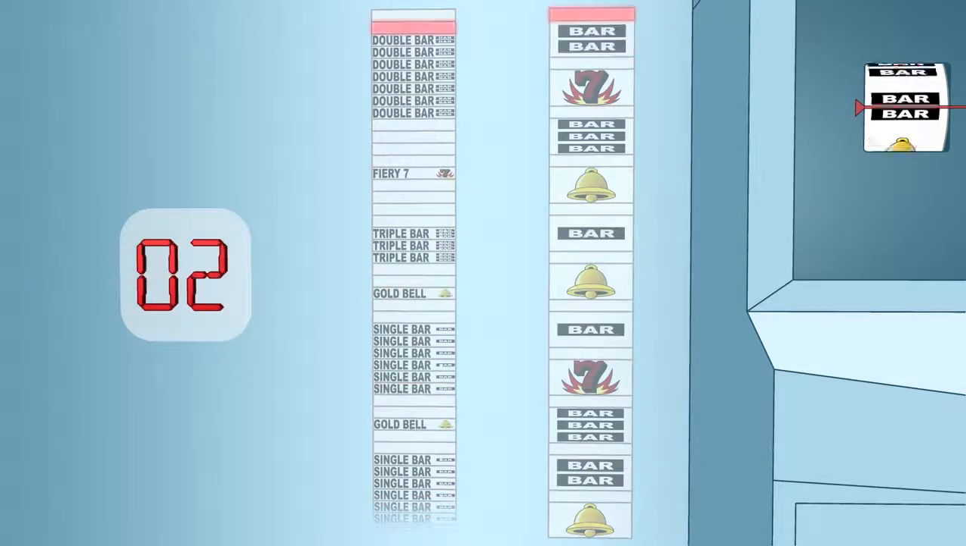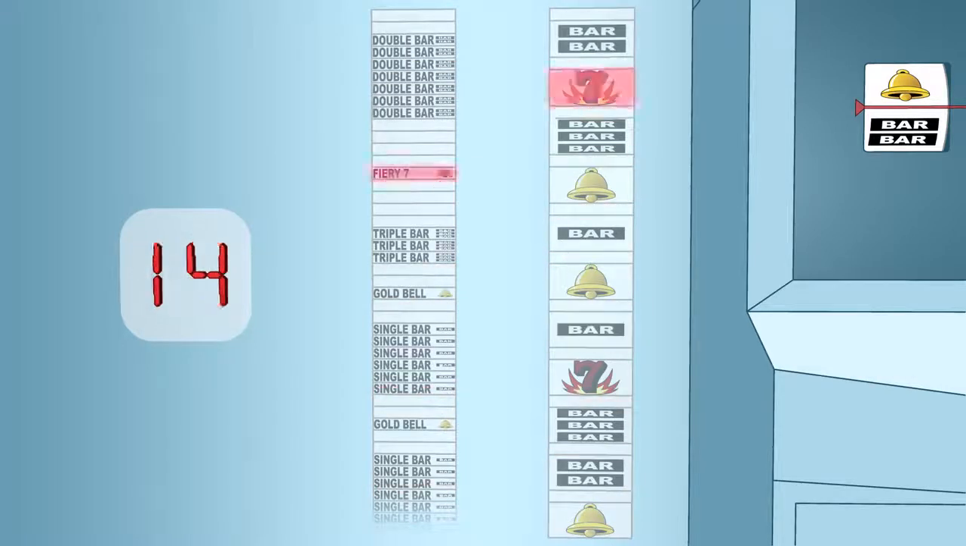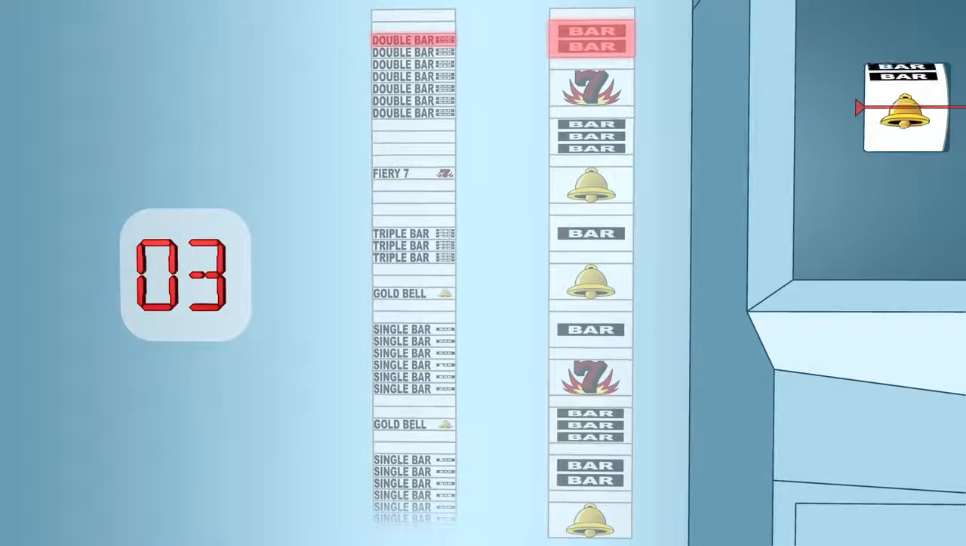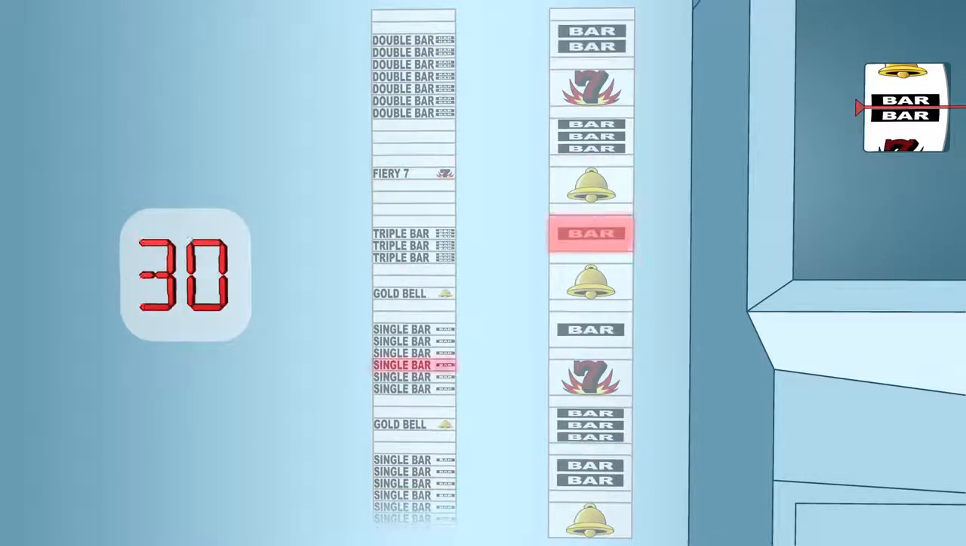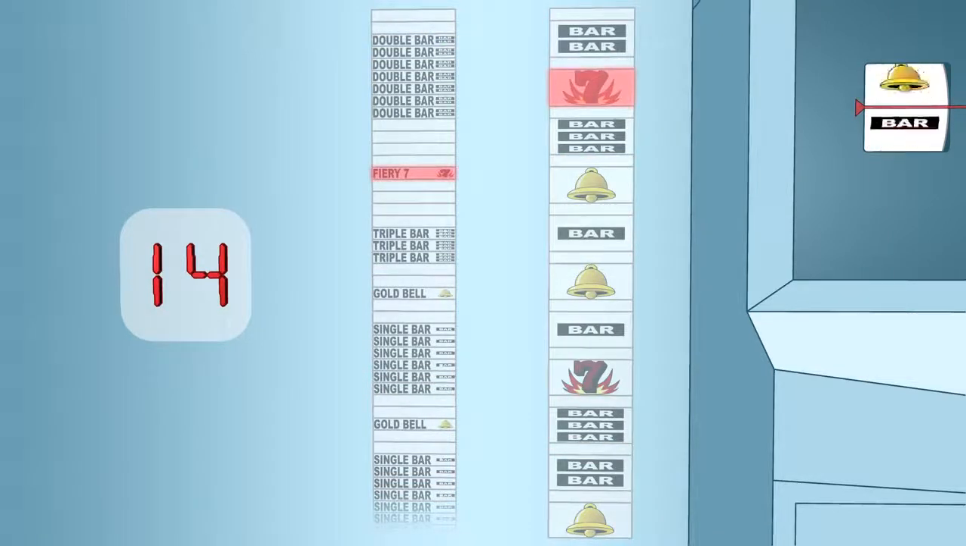If the random number had been 2, the same blank space would have landed on the pay line. If the random number is 3, 4, 5, 6, 7, 8, or 9, then the physical reel will stop on the first double bar on the pay line. For example, here the random number is 3. And here it is 5. Only when the random number is 14 will the physical reel stop with the fiery 7 on the pay line.